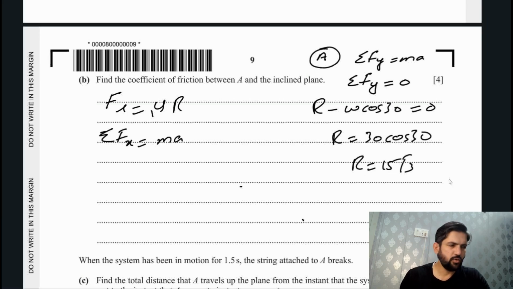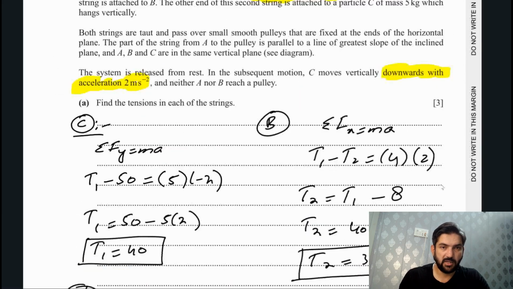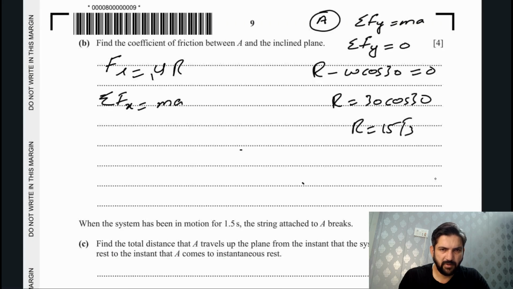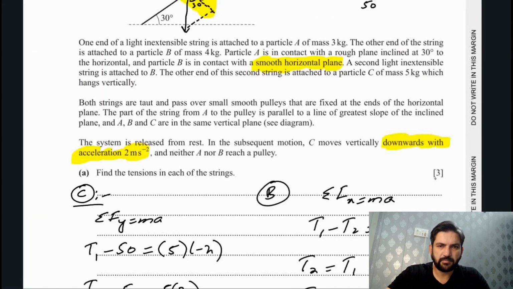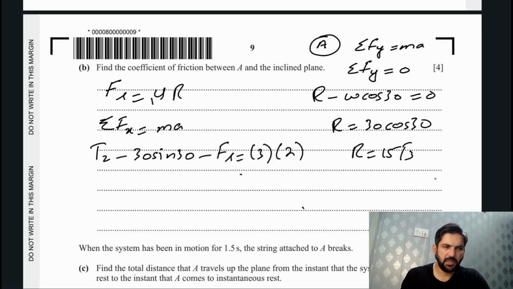So for particle A, this will be T2 minus W sine 30. So T2 minus 30 sine 30 is equal to MA. Mass is 3, so 3A. There is another force, that is the frictional force: minus Fr is equal to 3 into A. We know that the acceleration is 2, and we know the value of T2.